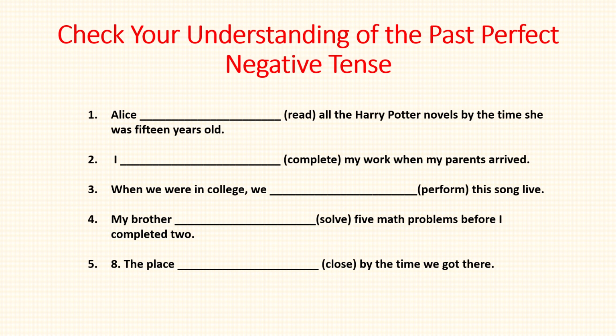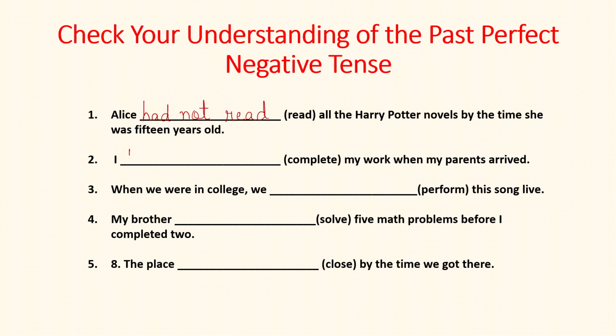Now we will practice some past perfect negative tenses here. We have given some sentences and we have to convert these sentences into the past perfect negative tense. So let's start. Alice dash read all the Harry Potter novels by the time she was 15 years old. Alice had, with had we will add not, and the third form of the read is read. See, the spellings are same, but the pronunciation is read. So Alice had not read.